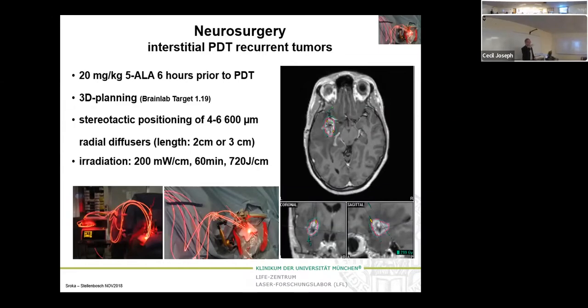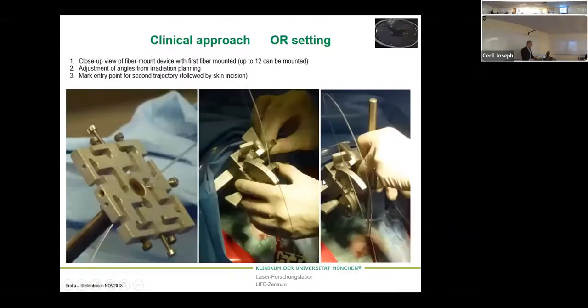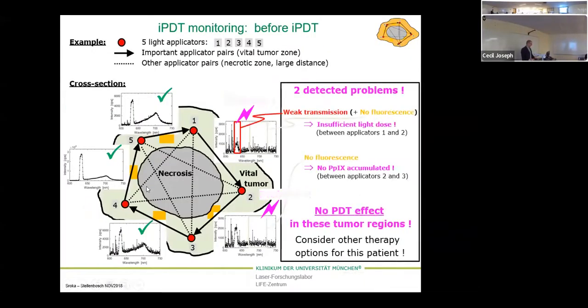But we are working on a real optical way. And working on a real optical way is also when we look, where is it? This way. In this example, we have 5 fibers, and we measure the spectrum in between the fibers. This is a spectral online monitoring. And we can derive from these calculations by diffusion theory and also by Monte Carlo simulations the mean optical properties in between these 2 fibers based on this spectrum.